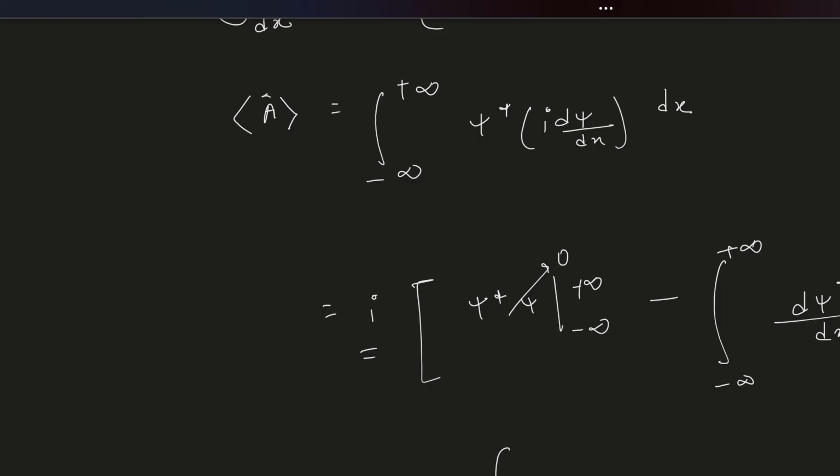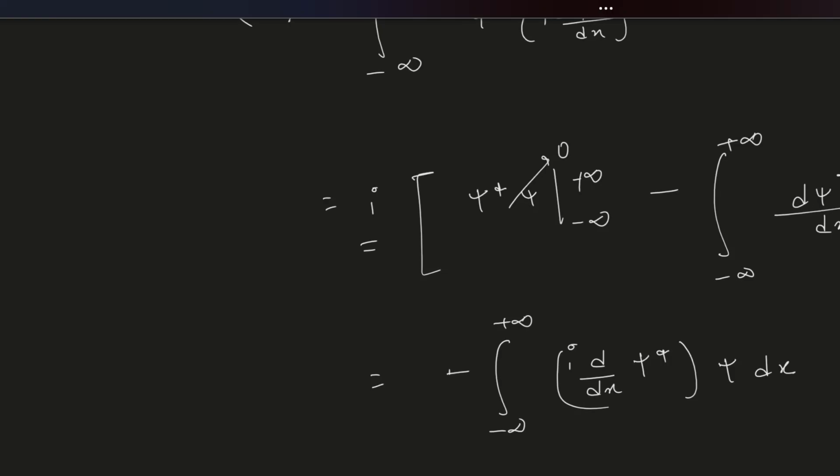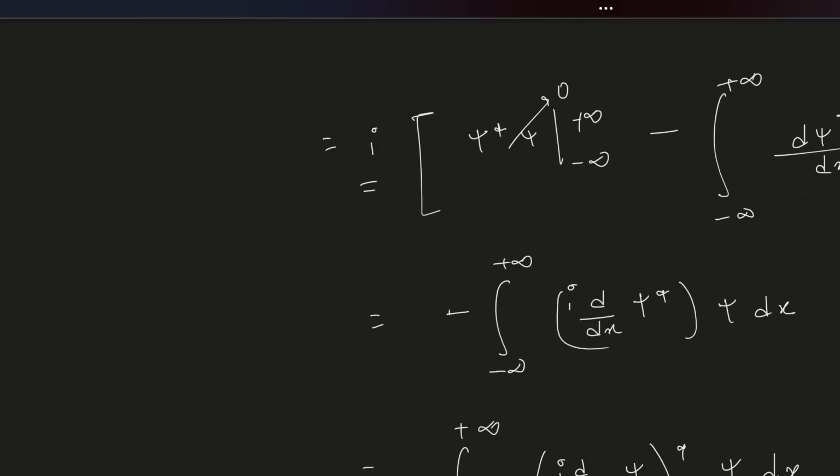So this is minus infinity to plus infinity i d/dx of psi star, psi dx, right? So now we can express this as i d/dx of psi, whole complex conjugate, star psi dx. Why is this true? Because i d/dx psi whole star is minus i.